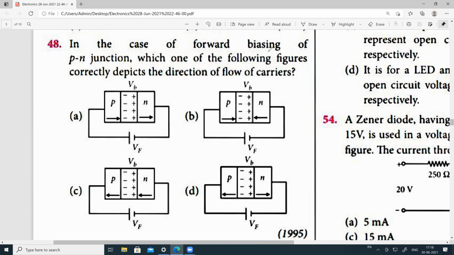As soon as a PN junction is formed, there is an immediate diffusion of charge carriers across the junction, that is due to thermal agitation. After diffusion, these charge carriers combine with their counterparts and neutralize each other. Therefore, the correct direction of flow of carriers is depicted in figure B. So for 48, B is the right answer.